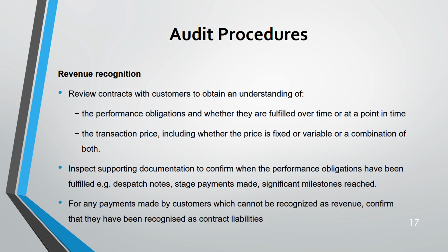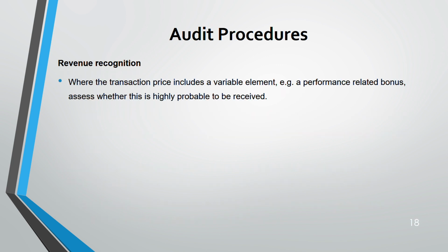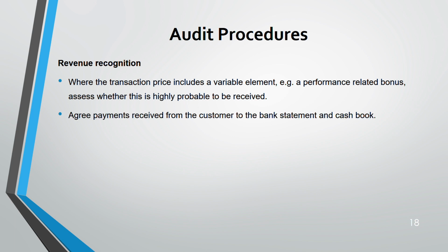Then, if the customer has made any payment which cannot be recognized as revenue, you have to recognize it as a contract liability. Okay, you have to confirm it. And if your transaction price is variable, you have to assess whether it is highly probable or not to receive it.